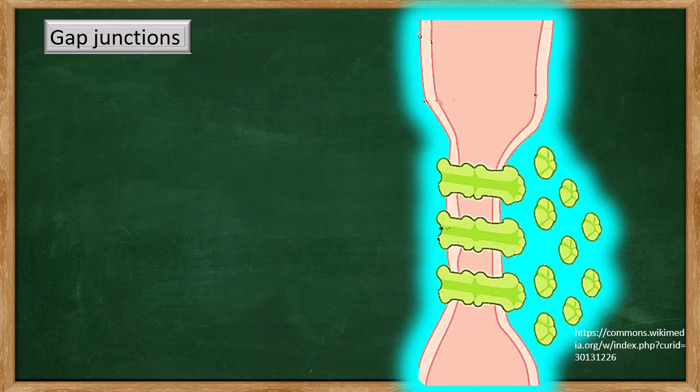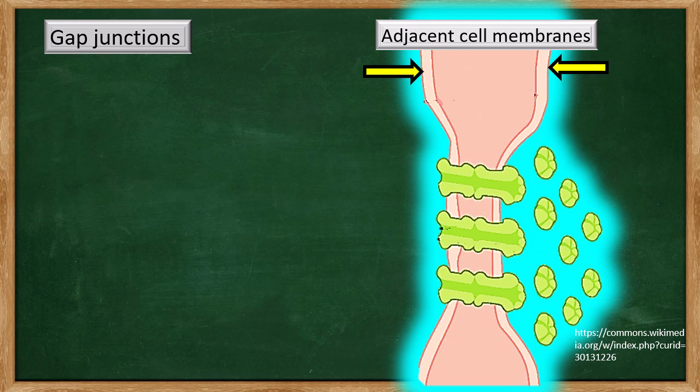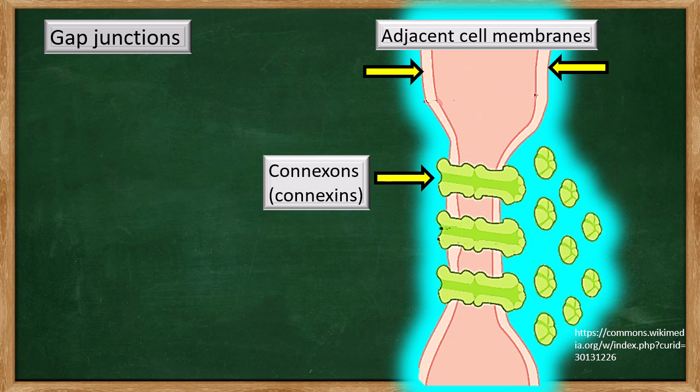The next variant of this is the gap junction, where you will see once again the adjacent cell membranes shown by the two yellow arrows. Then at certain points the cell membranes come close to each other, but there is still a gap between the two cell membranes. This is very important. And connecting the two cell membranes is a tunnel-like architecture.